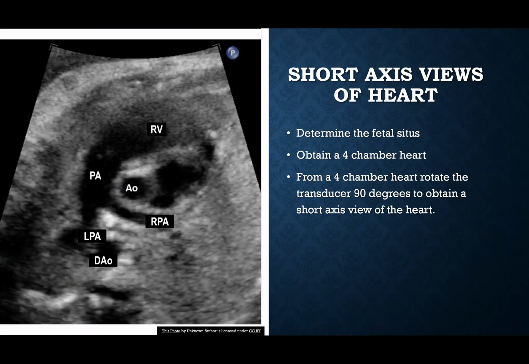After I look at the four-chamber heart, I'll go to a short axis view. Just turning the probe 90 degrees from a four-chamber heart will usually get you the short axis view. And here I can evaluate the pulmonary artery, its bifurcation. I can see the aorta here.